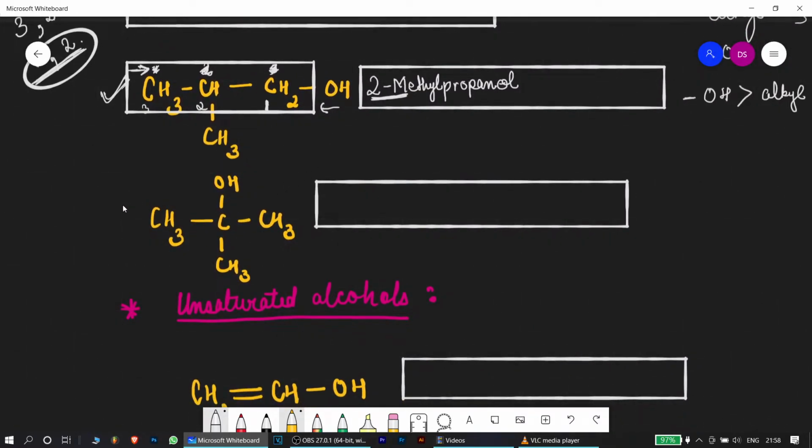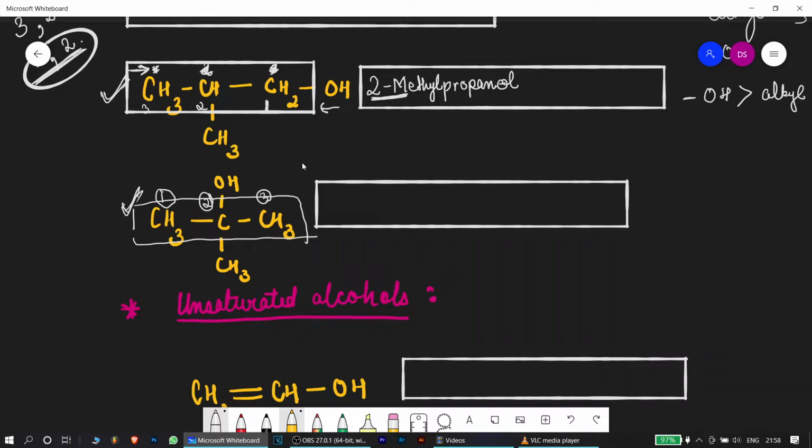Okay, now coming to the next one. Let us just try and solve this one. First, you have to identify the longest chain. So it is 1, 2, 3. As you can see, this is a symmetrical carbon chain. So it doesn't matter from where you number this. So this is your longest chain, which is propane, of course.